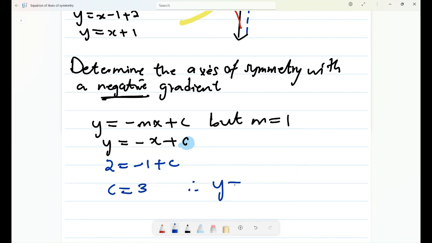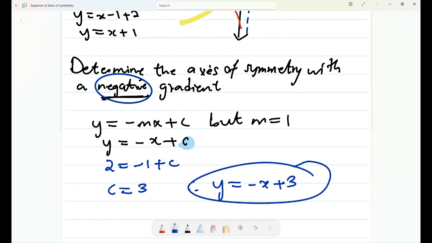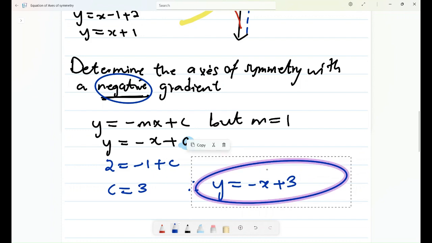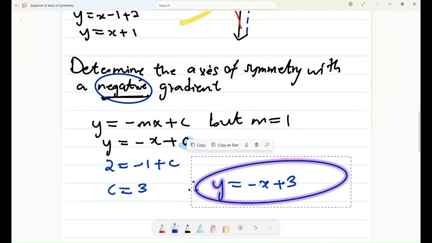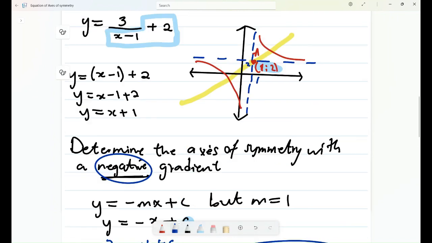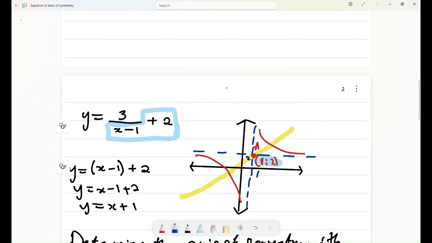Therefore, my equation is y is equal to negative x. Remember, it is a negative gradient. All right, negative x plus what? Plus 3. So we see our answer here, right? We know that our answer is y is equal to negative x plus 3, right?